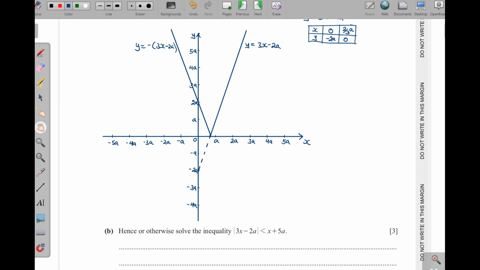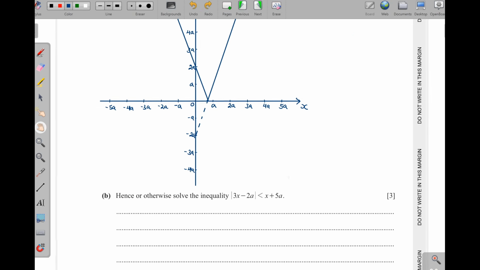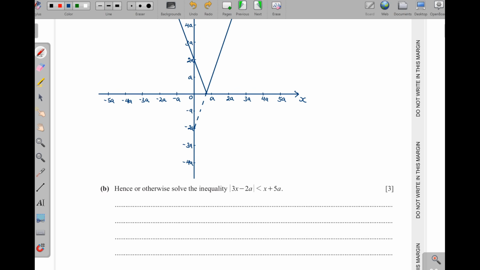And then part B, hence or otherwise, solve the inequality, this one here. Hence, that means we can begin from where we have stopped. In other words, we can do the sketching, or otherwise, I can use any other method. Now let me use the hence part. So I need this line here to be drawn on the same graph.